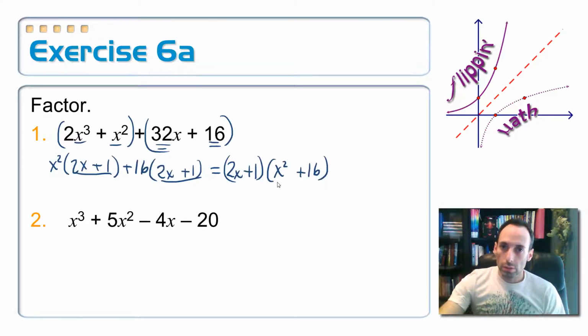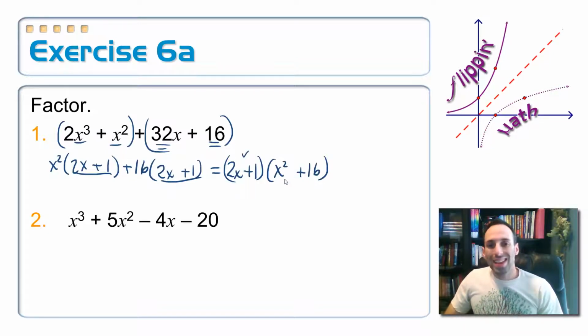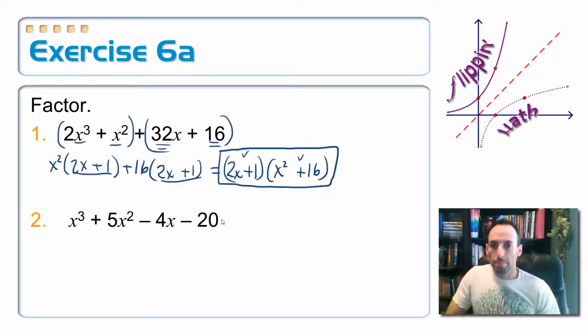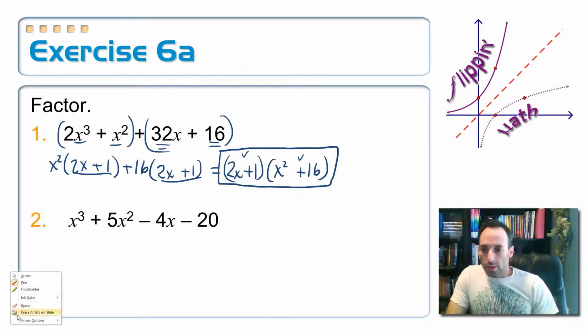Stop for a second. Are both of these things prime? Well, the first one certainly is. There's nothing you can pull out of it. And the second one, it's a binomial, but it's not the difference of two squares, so that one is also prime. So that's as far as that one can be taken. Okay, so now let's look at number 2 here.